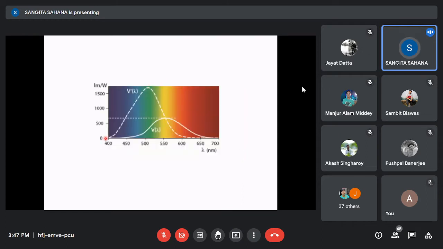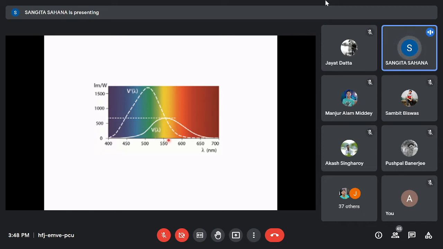So you can see two lines here. One is for V lambda, this one, and this is for V dash lambda. And in the background, you can see the colors. Okay. So if you see V lambda, it's from 380 to 780. The peak is at 555 nanometer. The value is somewhere here, it's 683. For the V dash lambda, you can see this is from 380 to 780 again. The peak is at 507 nanometer and the value is 1700.